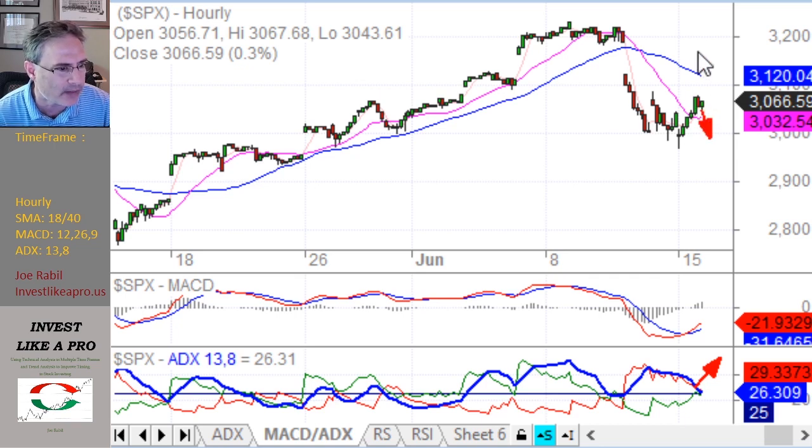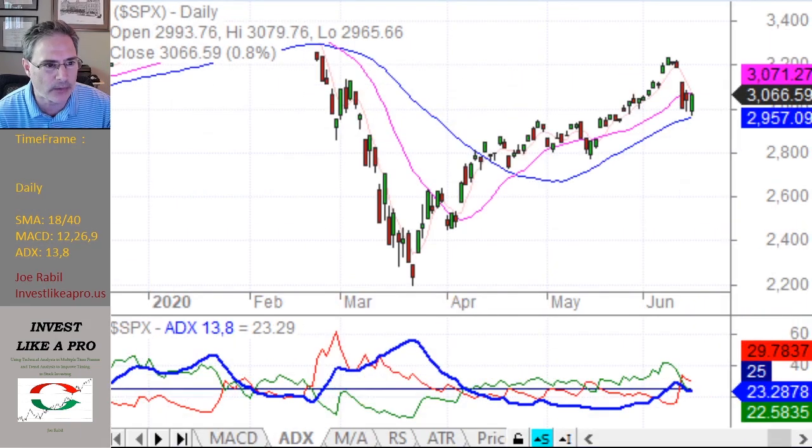Because again, if we have any more strength, you're probably looking at another situation where this turns into kind of a range. Maybe we go and fill this gap a little bit. Maybe it has more strength than that, but based on the selling we saw last week, as I described in the last video, I think there's some trouble overhead up at 3,200. I have a hard time seeing it just turning on a dime.